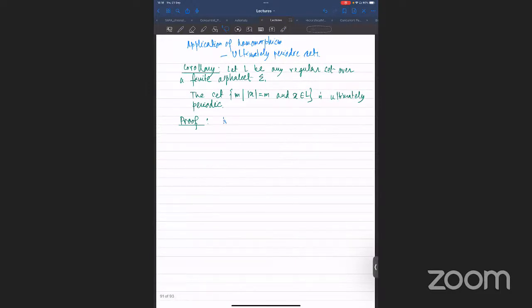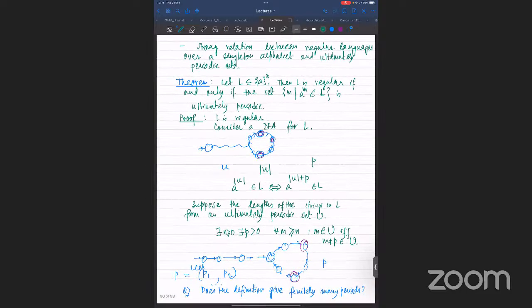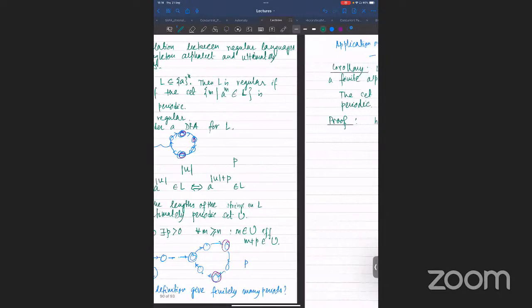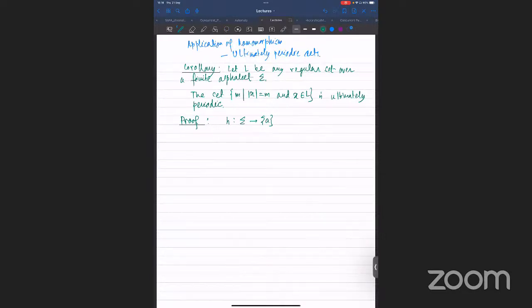So I can consider a homomorphism. So suppose, h from Sigma to A, right? Something like this. Correct? If you do this, then of course the length of the strings which are going to be accepted, that remains the same. Right? So the strings are going to be only concatenation of letters A, but the length of the strings remains the same. And then I can use the previous result. Correct? So the previous theorem after applying the homomorphism. Clear enough? Right? Okay.